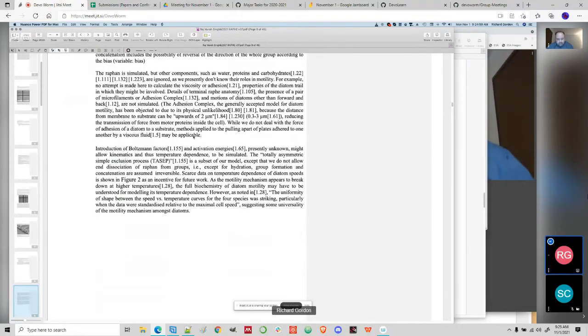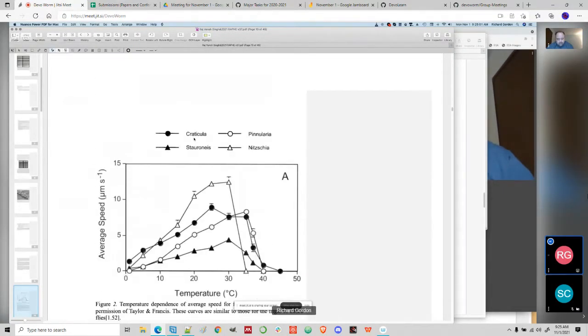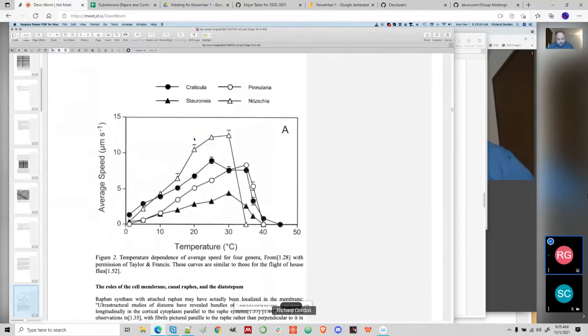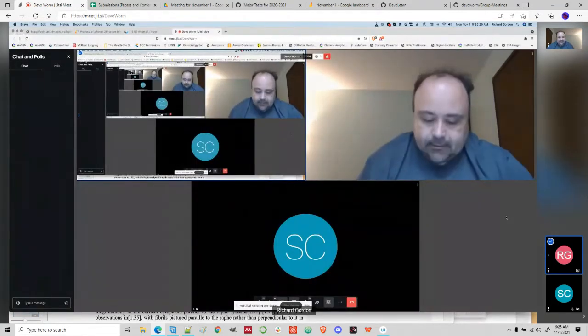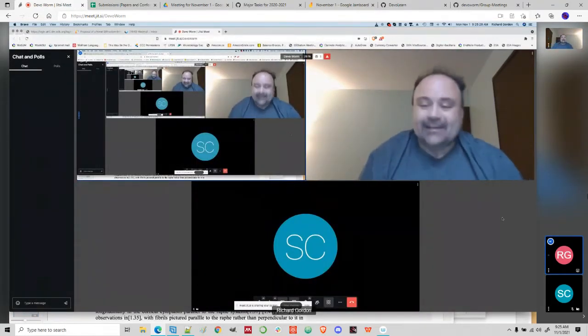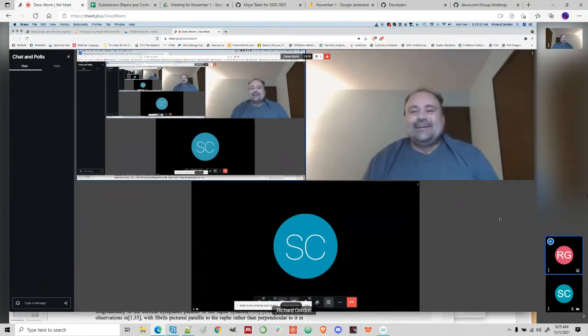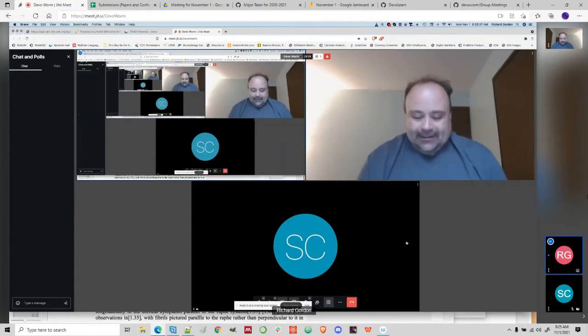Now, this is just a curious thing which is not explained yet. This is the speed of diatoms versus temperature, and you can see it falls off. I make a reference to a very funny paper on similar curves for the flight of houseflies. If you put a bunch of flies in a box and you heat it up, at some point they stop flying. You can imagine why. It's a paper by Fitz-Looney. It's a great paper.